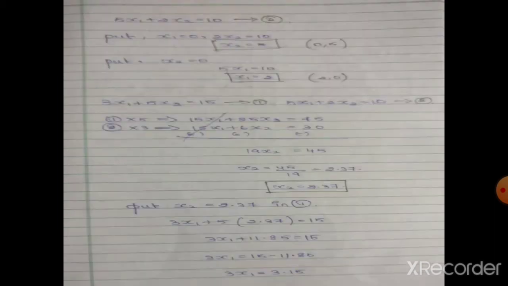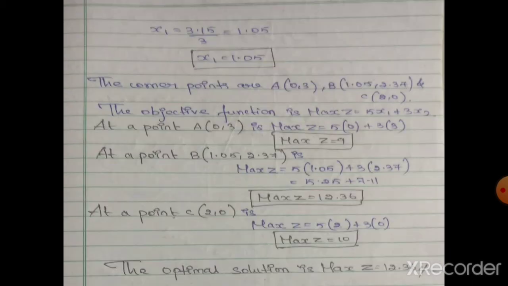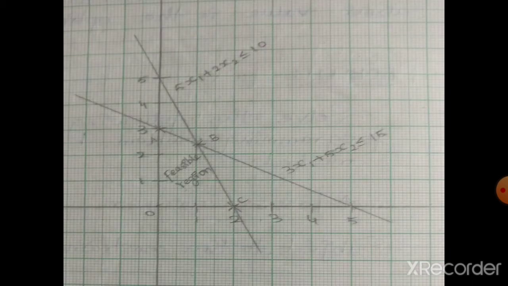The next one is 5x1 plus 2x2 is equal to 10. For this, x1 equal to 0 gives 2x2 equal to 10, so x2 is 5. One point is 0 comma 5. Next, substituting x2 equal to 0, 5x1 is equal to 10, so x1 is 2. So 2 comma 0 is the other point. On the graph you plot 0 comma 5 and 2 comma 0 and draw the line. So on the graph we get it like this. The constraint is 5x1 plus 2x2 less than or equal to 10.